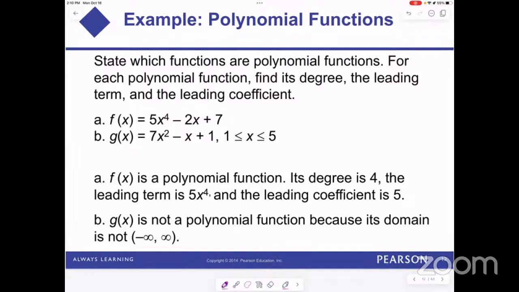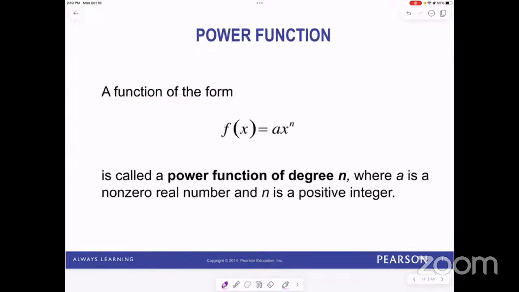A function of this form is called a power function of degree n, where a is a non-zero real number and n is a positive integer. We have f of x equals a times x to the power of n. We call that a power function, where a is a non-zero real number and n is a positive integer.